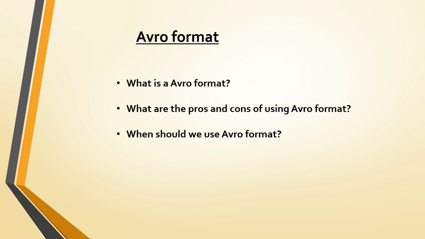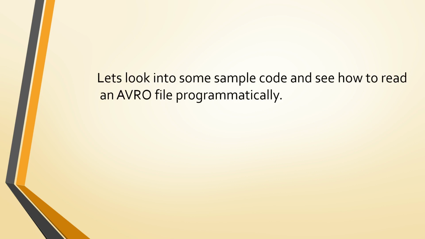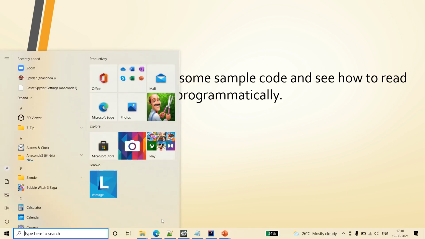So when should we use the Avro format? Let's say you have a requirement where there is a constant change in the schema, like new columns will be added, old columns will be deleted, or some modifications are to be done to the columns. Then this is the best file format to choose. If there is schema evolution, then you can blindly choose Avro as your default file format. Let's look into some sample code to see how to read the Avro file format programmatically.